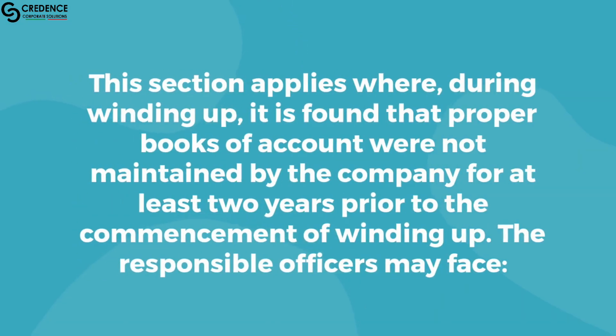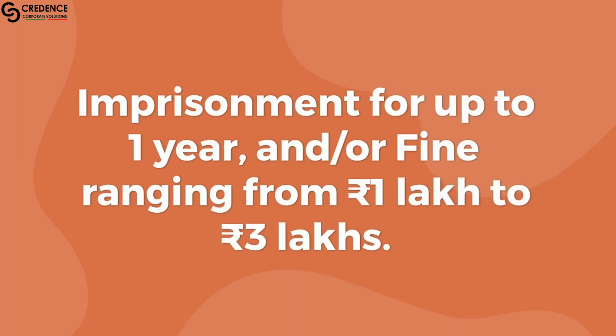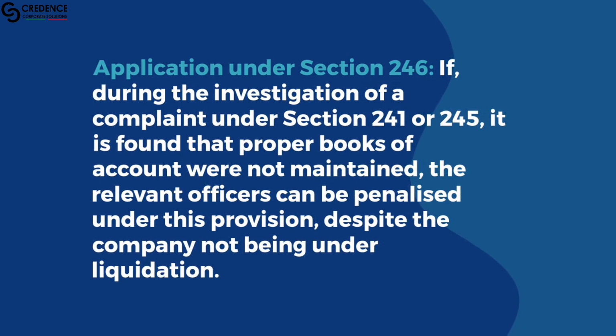This section applies where, during winding up, it is found that proper books of account were not maintained by the company for at least 2 years prior to the commencement of winding up. The responsible officers may face imprisonment for up to 1 year, and/or fine ranging from 1 lakh rupees to 3 lakhs rupees. Application under Section 246: if, during the investigation of a complaint under Section 241 or 245, it is found that proper books of account were not maintained, the relevant officers can be penalized under this provision, despite the company not being under liquidation.